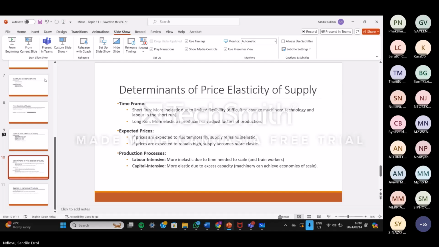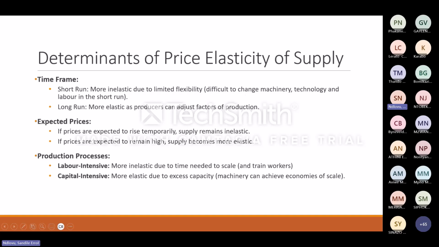Now let's move on to the determinants of price elasticity of supply. So basically what influences supply in the short run, right? So supply is more inelastic. Inelastic just means that producers find it hard to produce more goods and services at every price level, right? And then elastic means that producers are able to produce a lot more goods and services at any price level, right?